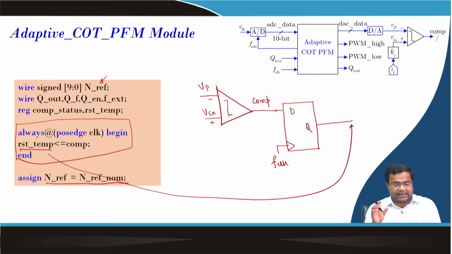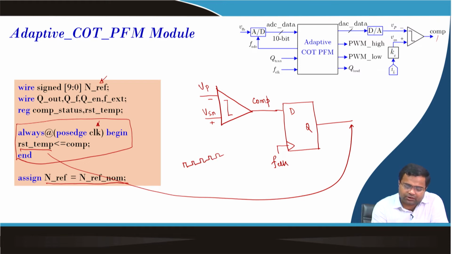This will be reset time only when the clock edge comes. That means it will go inside this block whenever the clock edge comes, otherwise it will not. And since the frequency is very high, that means this is a very high frequency clock. So, if the comp changes, let us say the comp changes somewhere here.